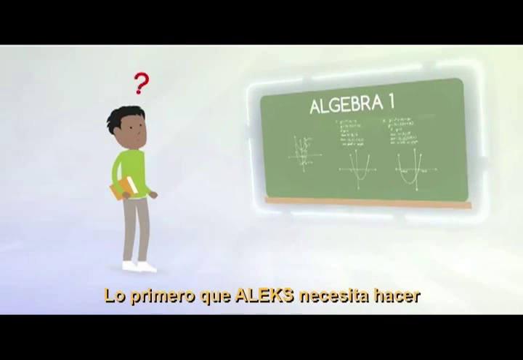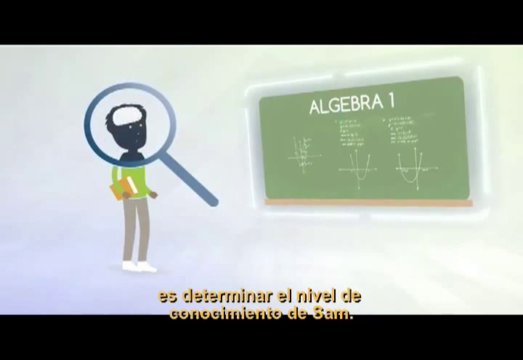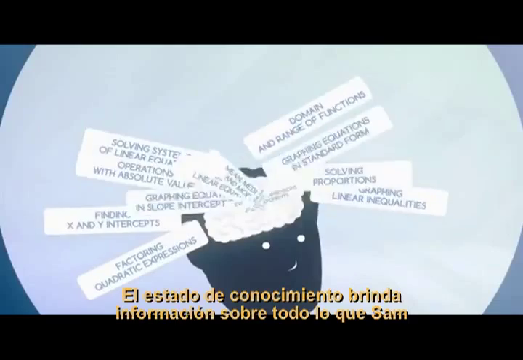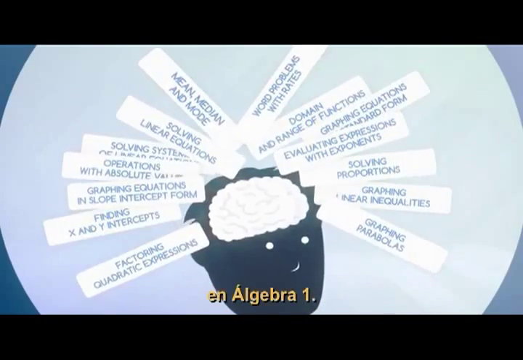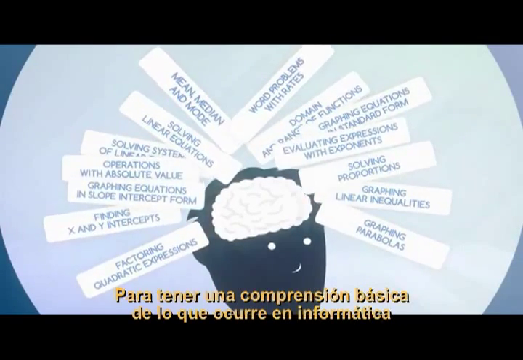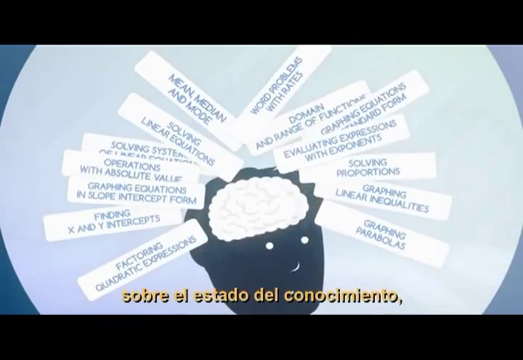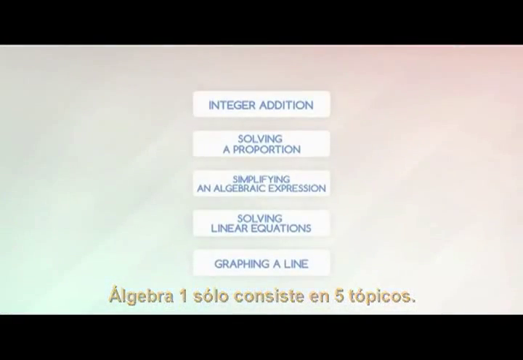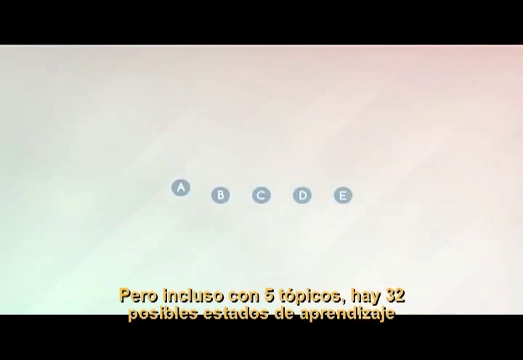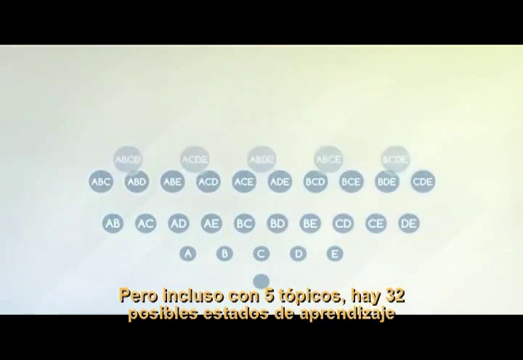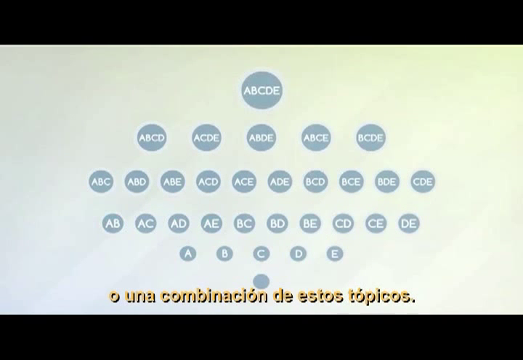The first thing Aleks needs to do is determine Sam's knowledge state. Sam's knowledge state is everything he already knows in Algebra 1. To get a basic understanding of what goes into computing a knowledge state, let's pretend that instead of consisting of several hundreds of topics, Algebra 1 only consisted of 5 topics. But even with only 5 topics, there are 32 possible knowledge states, or combinations of these topics.